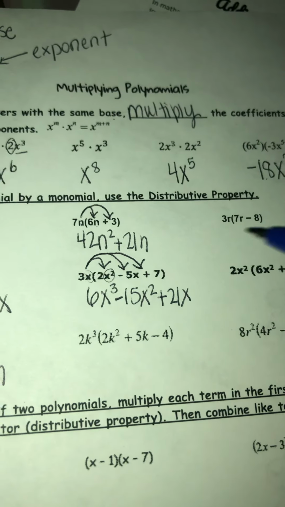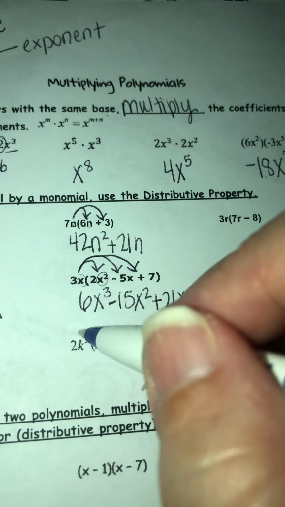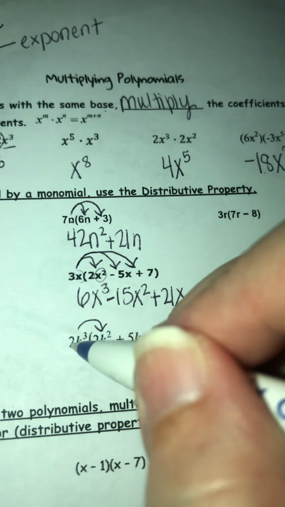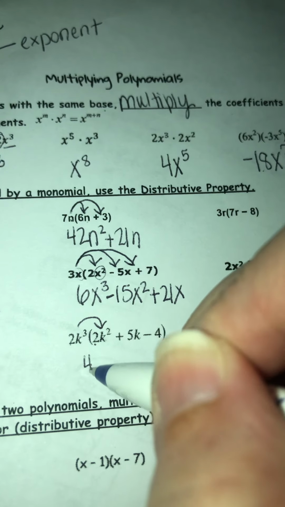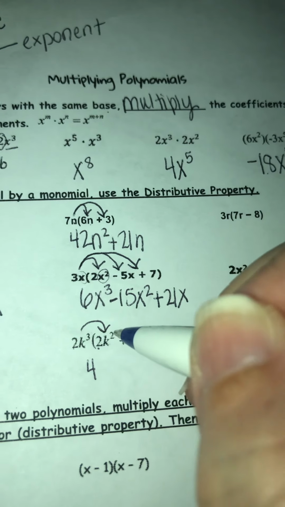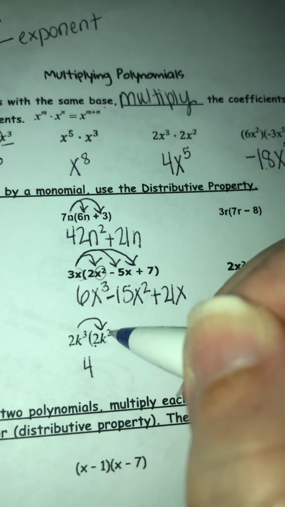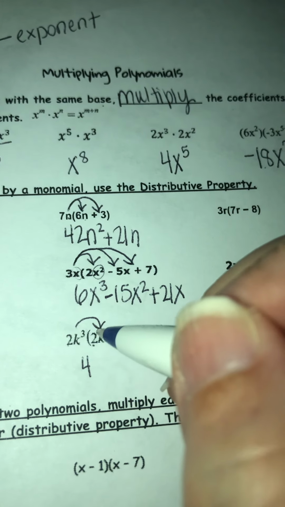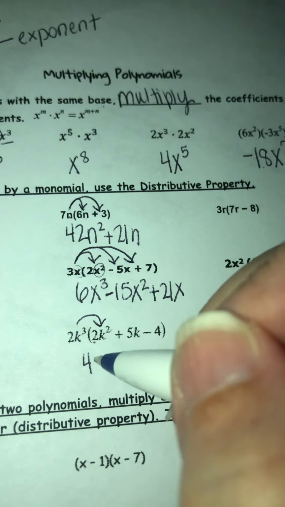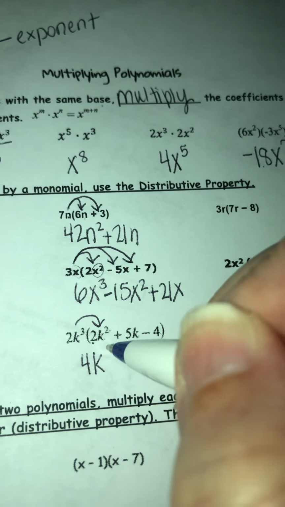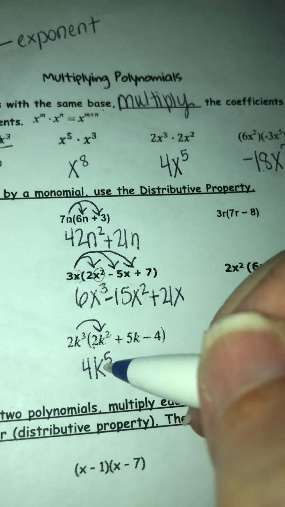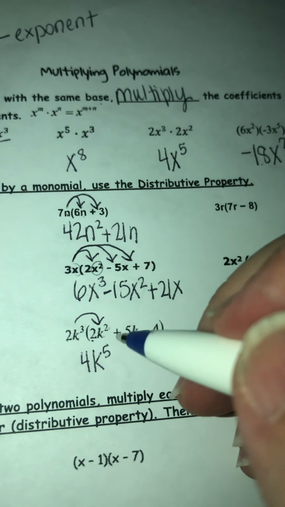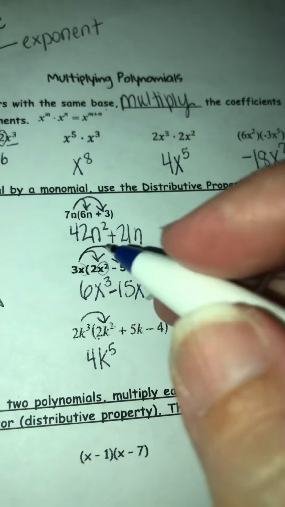All right, last one in this row, 2k to the third power, first times 2k to the second power. Multiply your coefficients, 2 times 2. K to the third power times k to the second power. I'm going to take those exponents. Remember, this is 3 k's times 2 more, so that's a total of 5 k's. Again, a common mistake kids do is to multiply the exponents, but the rules say you need to add.